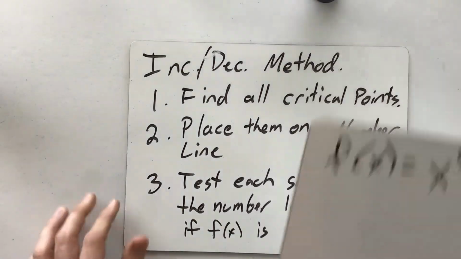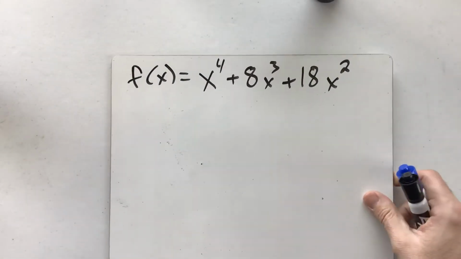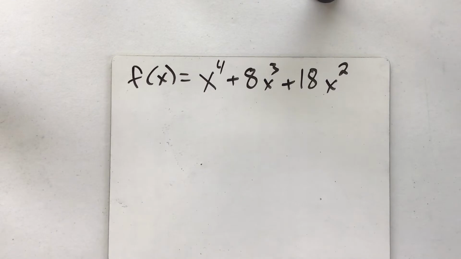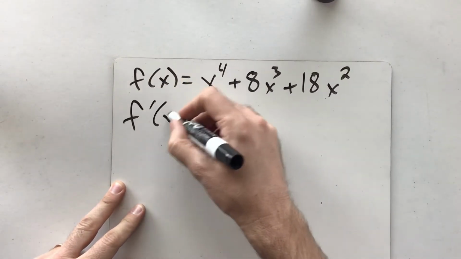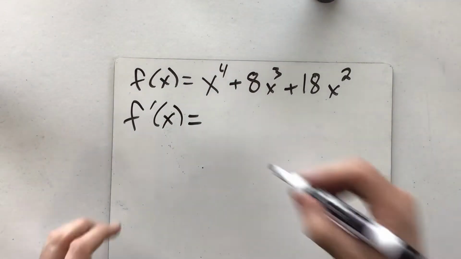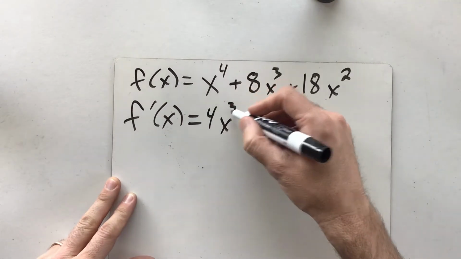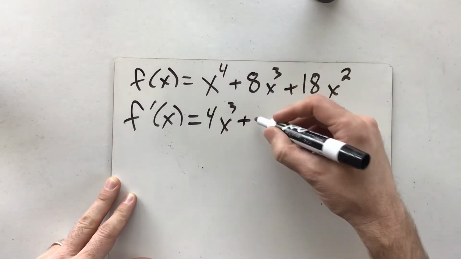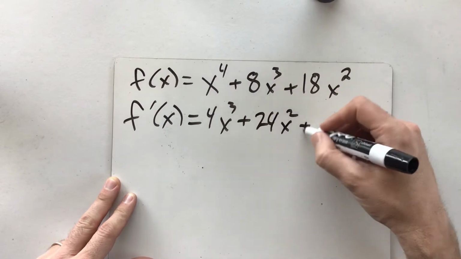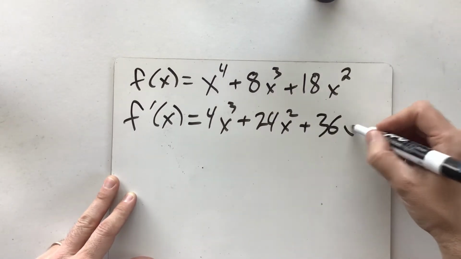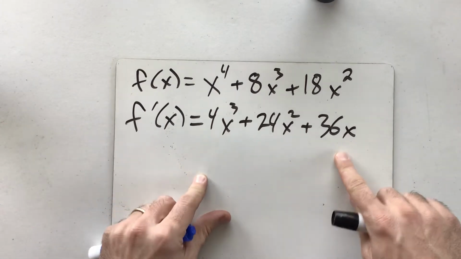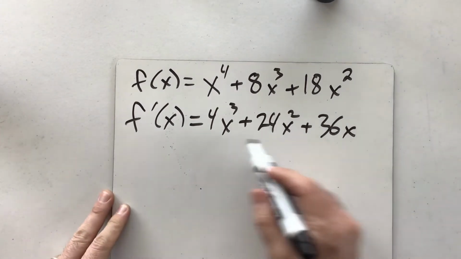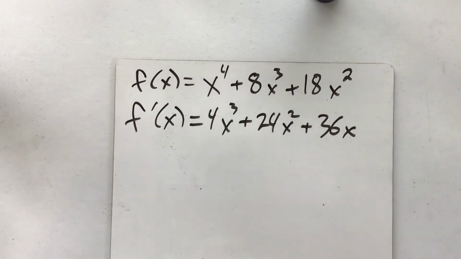So let's do this on our first function. Our first function is f of x equals x to the fourth plus 8x cubed plus 18x squared. So the first thing I'm going to do is find my critical points. I'm going to take the derivative of this thing, which is 4x cubed plus 24x squared plus 36x. What are my critical points? My critical points are where this doesn't exist or where it equals 0. Notice it always exists because there's no dividing by zero or anything.